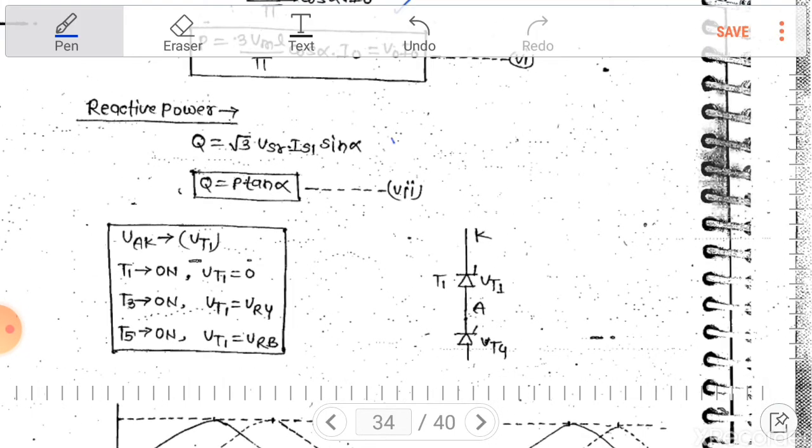Reactive power is root 3 source voltage RMS multiplied by fundamental source current RMS multiplied by sin alpha. It is equal to active power multiplied by tan alpha.